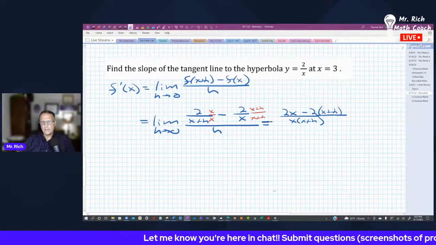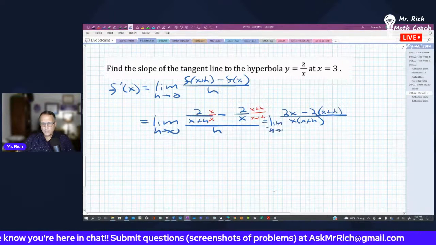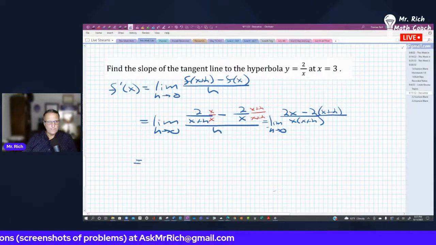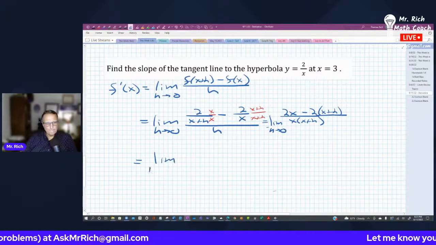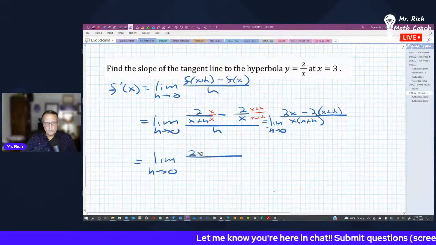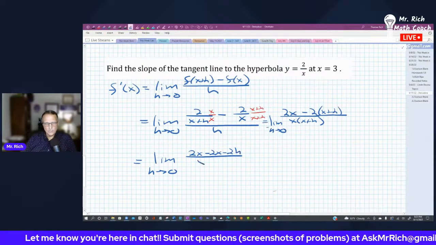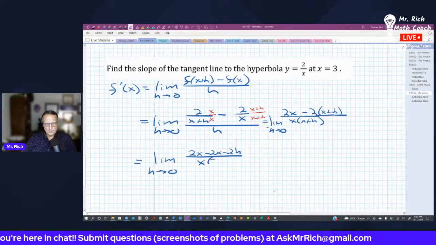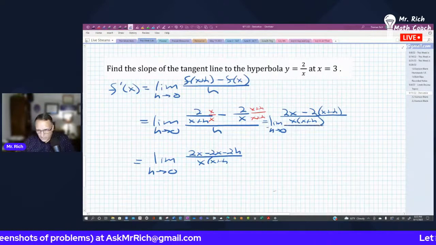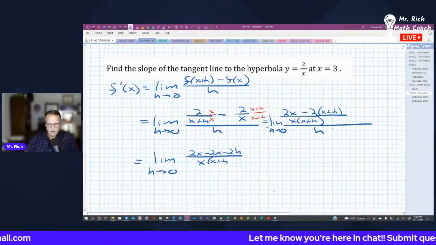Okay, and we have to squeeze the limit in here, right? I don't get rid of my limit until I do direct substitution. So I'm still taking the limit as h goes to 0 of this. Let's simplify that. So the limit as h goes to 0, up here it's 2x minus 2x minus 2h, all over x times x plus h. And notice over here, I left off my all over h. Okay, so that's a complex fraction that I'm working with.